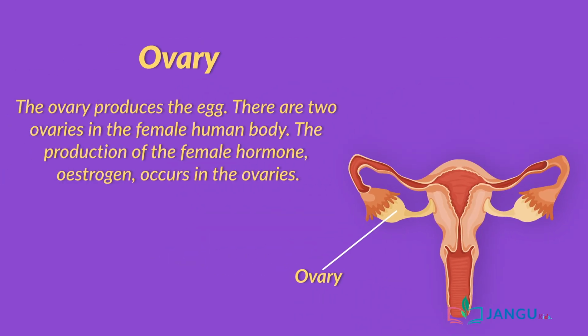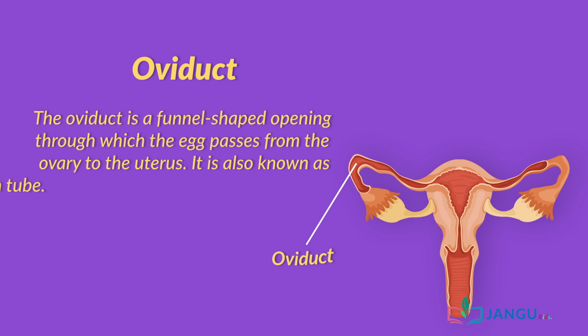The ovary produces the egg. There are 2 ovaries in the female human body. The production of the female hormone estrogen occurs in the ovaries. Next is the oviduct. The oviduct is the funnel-shaped opening through which the egg passes from the ovary to the uterus. It is also known as the fallopian tube.